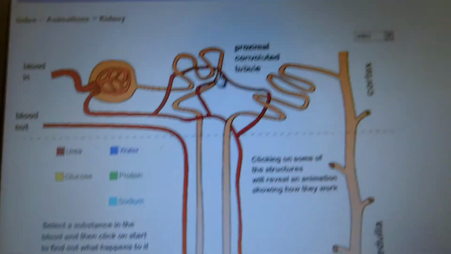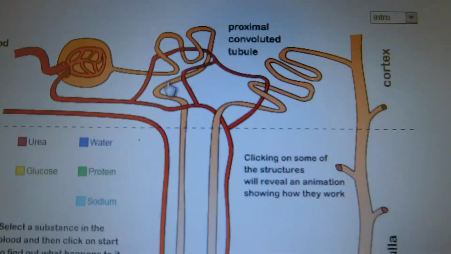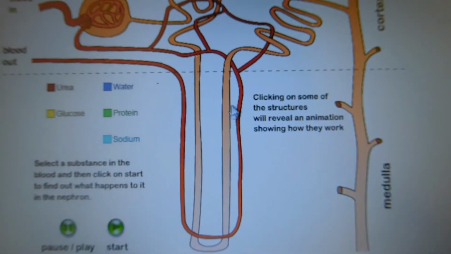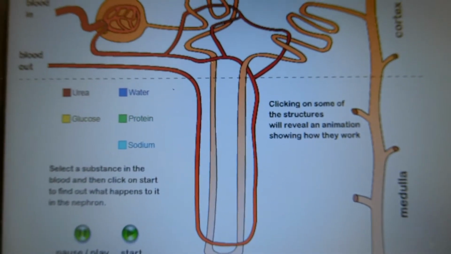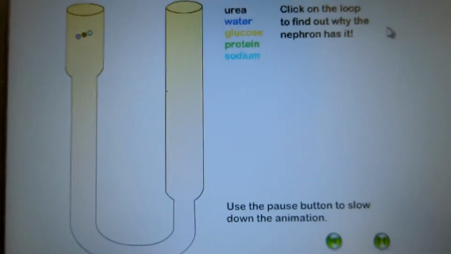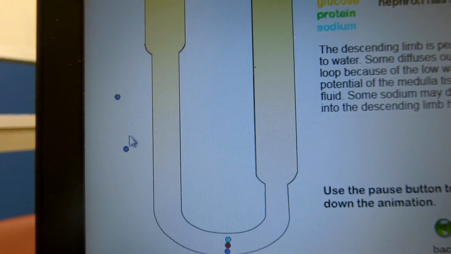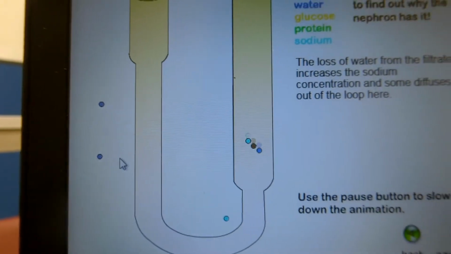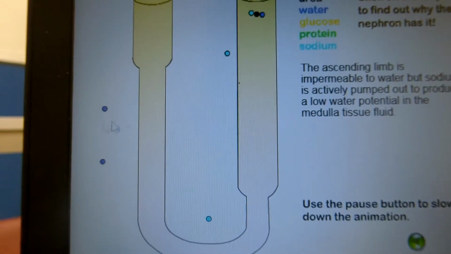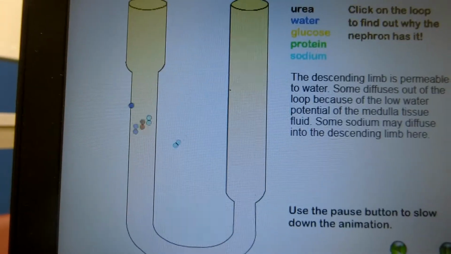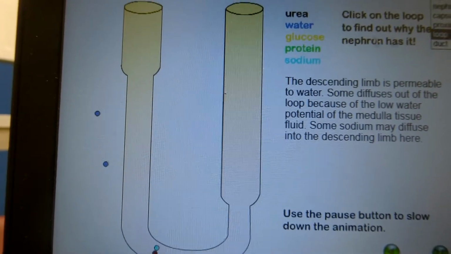Okay, so this is at the proximal convoluted tubule. As we go down further into the loop of Henle, more molecules are being reabsorbed back. So let's see what happens in the loop of Henle. In the loop of Henle, it is mainly your water molecules that are being reabsorbed. Some of your water molecules are being reabsorbed back into the bloodstream at this particular loop. That's what mainly happens.